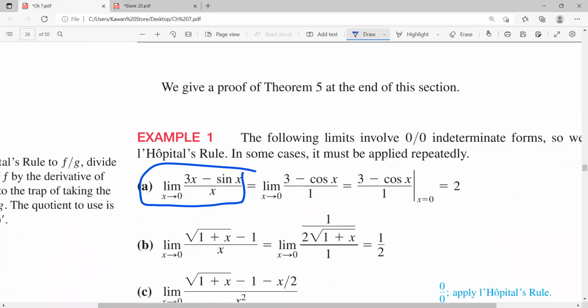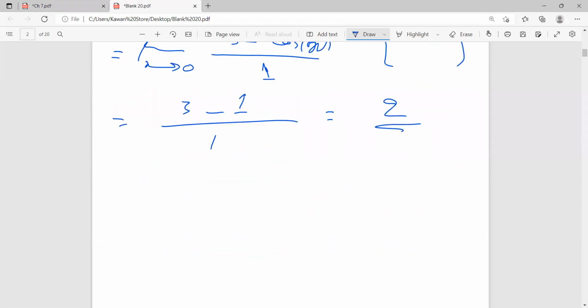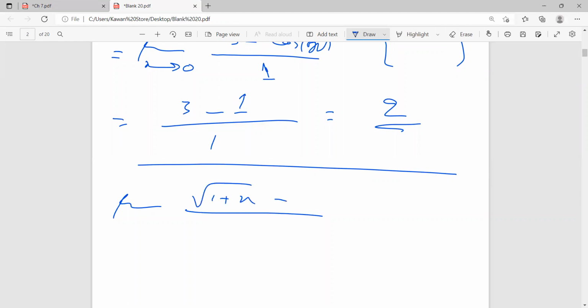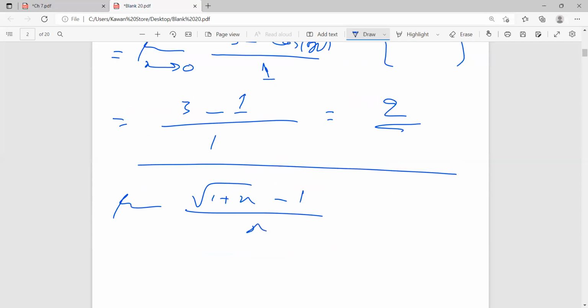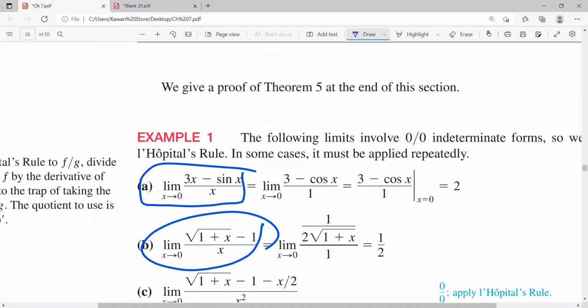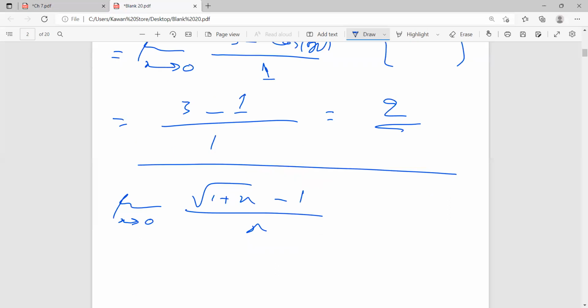Tell me about that one. The limit of square root of 1 plus x, minus 1, over x, when x approaches 0. Which type? 0 over 0. Okay. Yes.